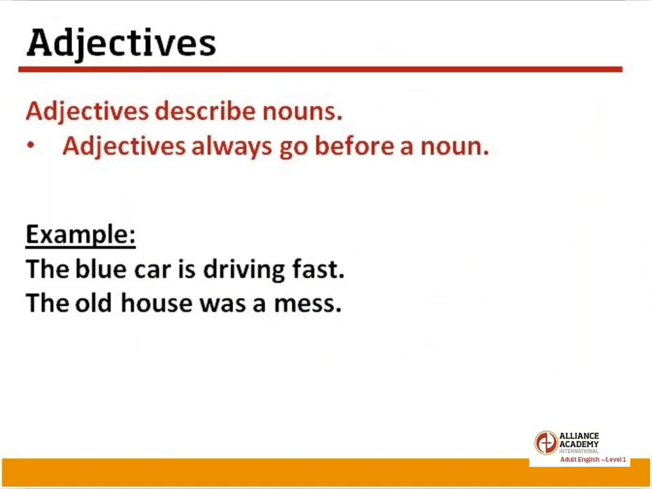Well, adjectives describe nouns, and in English, adjectives always go before the noun. Let's look at an example. The blue car is driving fast. Notice that the adjective is before the noun. Here again, the old house was a mess. The adjective goes before a noun in English.